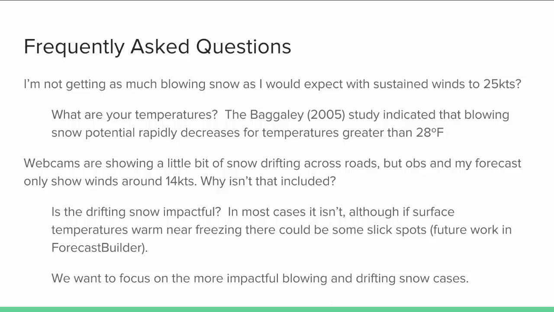In the second case, when driving to work this afternoon, you notice that there are small streamers of snow going across the road. You check both the OBS and the forecast and they have winds of 14 knots. But we don't have blowing snow in the forecast. Why not? In this case, you have to ask yourself if the blowing snow is impactful. Most of the time, these cases are not impactful.